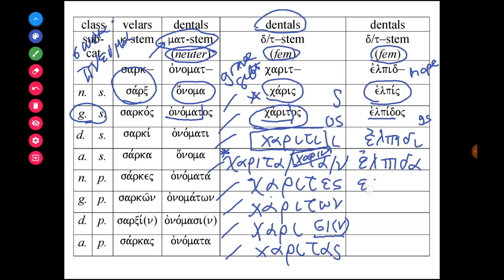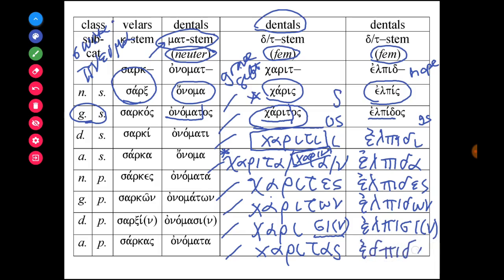The nominative plural is elpides. The genitive plural is elpidon. The dative plural is elpid. Now remember the delta drops, and so therefore what we expect is the form elpisi or sin, and then the plural form in the accusative is elpidas. And those are the forms for a different class of dental nouns that are feminine.